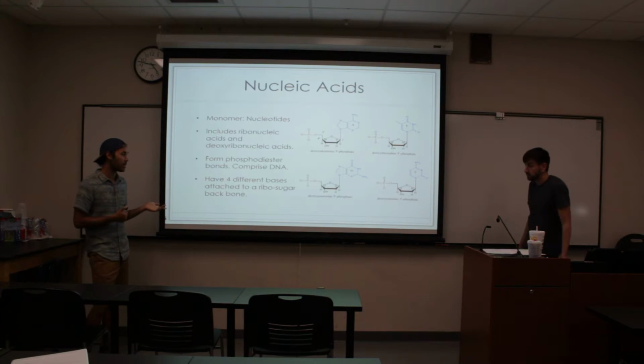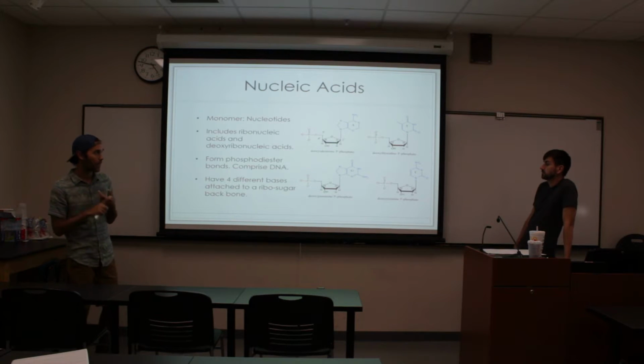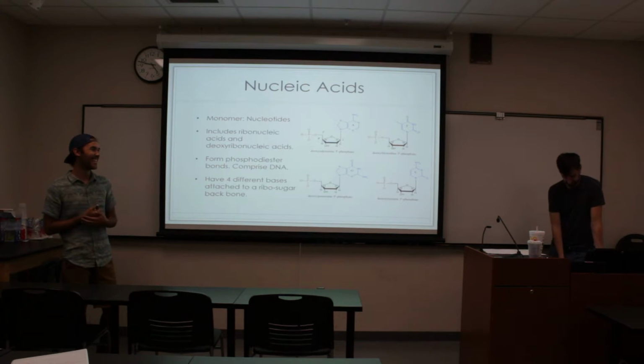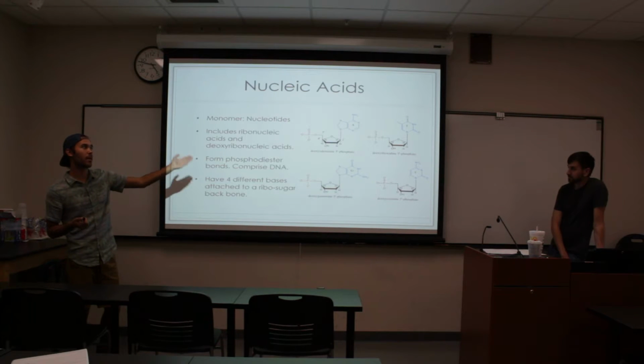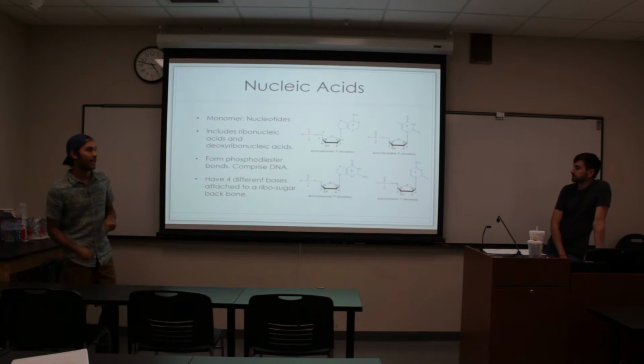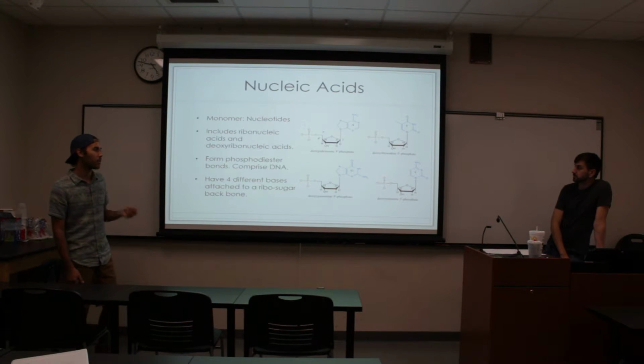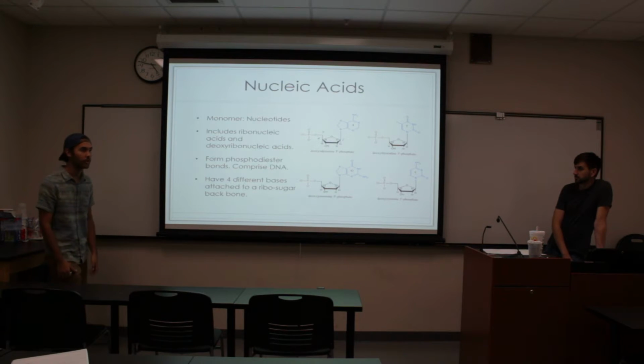And there are 4 different bases attached to the sugar backbone, which are adenine, thymine, cytosine, and guanine. Cytosine, yes, cysteine is an amino acid. Those are represented over there by A, T, G, and C. And then if you replace that amine group at the top of the cytosine with, I think it's an OH group, or a double bonded O, it becomes uracil.